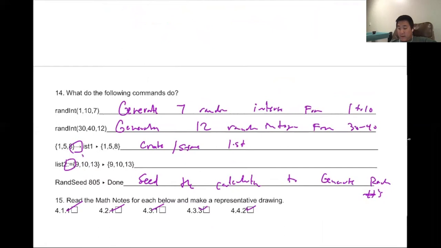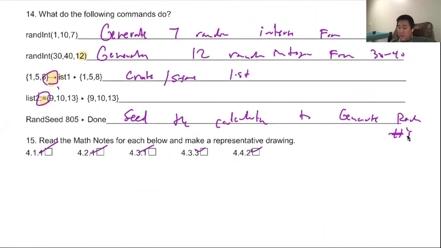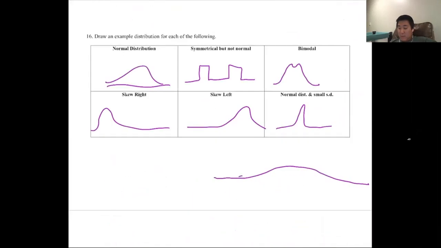Rand is a random number generator: this one gives 7 numbers between 1 and 10. This is 12 numbers between 30 and 40. This stores the list L1. This is another way of storing it, but you say the list name first, and then the random command to generate random numbers. And you read this, and here are some different distributions, and then this is a normal distribution with a large standard deviation.